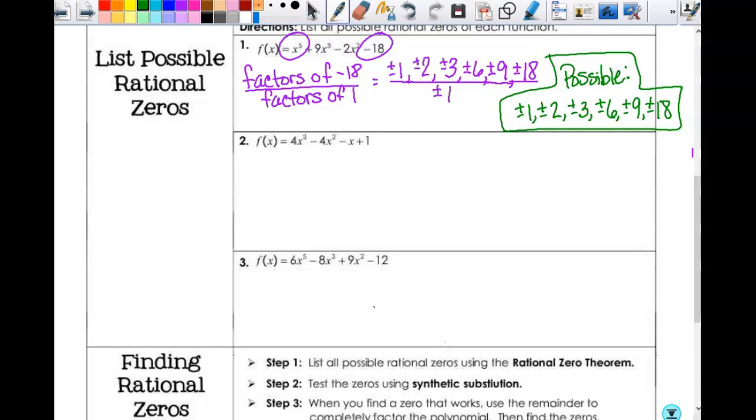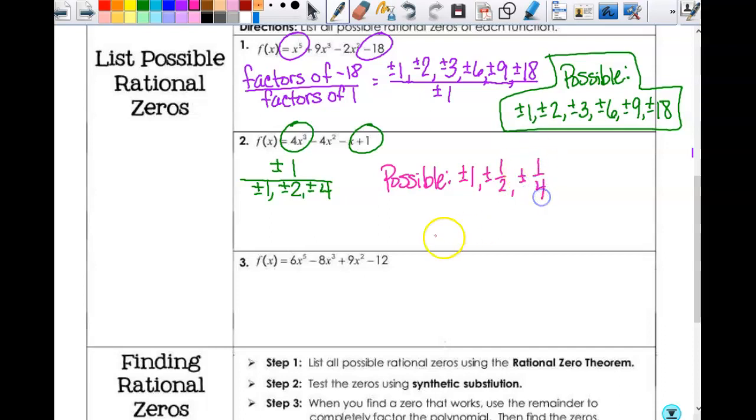All right, let's look at number 2. I won't write this first part out again, but we're using the constant term and the leading coefficient. The factors of the constant term are just going to be plus or minus 1. Then for the leading coefficient, which is 4, I get plus or minus 1, plus or minus 2, and plus or minus 4. Everybody okay with all that? That means our possible zeros are 1 over 1, which is plus or minus 1, 1 over 2, which is plus or minus 1 half, and 1 over 4, which is plus or minus 1 fourth. And that is my answer. Those are your only options.